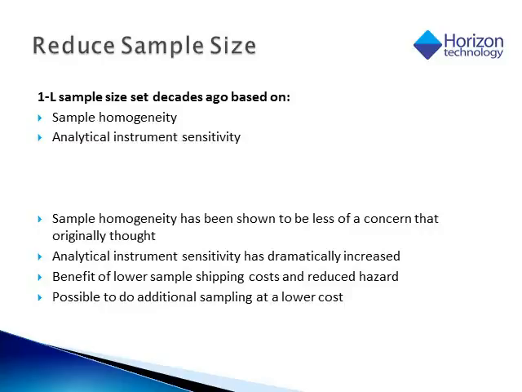In reducing sample size, the 1 liter sample size was set decades ago. It was based on concerns on sample homogeneity and analytical instrument sensitivity. Nowadays, sample homogeneity has been shown to be less of a concern than originally thought. Analytical instruments sensitivity is dramatically improved, and the benefit of lower sample shipping costs and reduced hazards are driving lower sample collection down the line. And it's possible to do additional sampling at a lower cost if you're dealing with smaller samples.